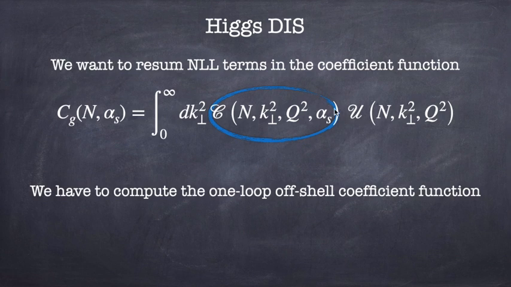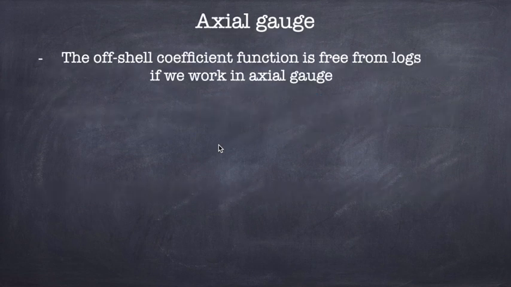A key point to achieve small x resummation is the fact that in the off-shell coefficient function there aren't logarithms of x. And one can prove that this happens only if we work in a physical gauge. And for this reason we chose to work in axial gauge. As you can imagine, working in axial gauge instead of Feynman gauge can bring some complications.